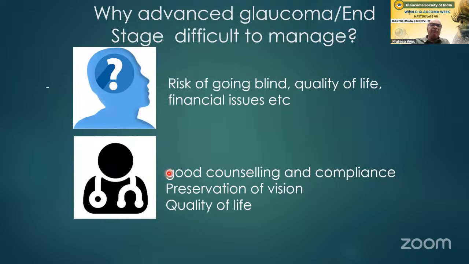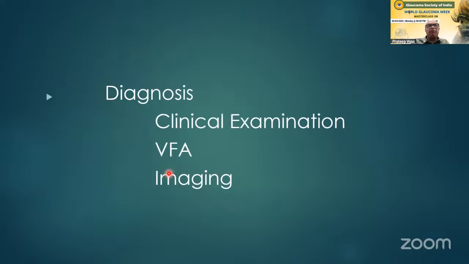We have to let him or her know the condition and what the prognosis could be if the patient is poorly compliant or non-compliant. So we have to make sure that the patient remains compliant, and we have to struggle very hard to preserve the remaining vision, and if possible, help the patient maintain a good quality of life.